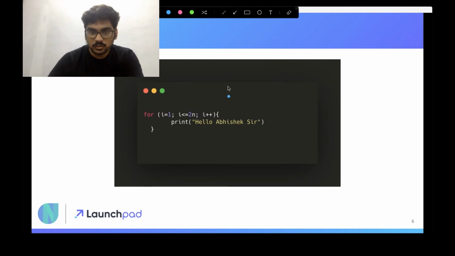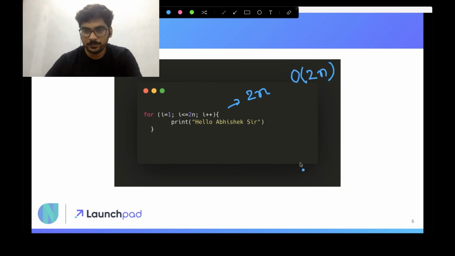So this loop runs for 2n times. So you can say, okay, total 2n steps are there. So the complexity will be O(2n). Yeah, of course the complexity will be O(2n), but there are a few rules we'll remember.